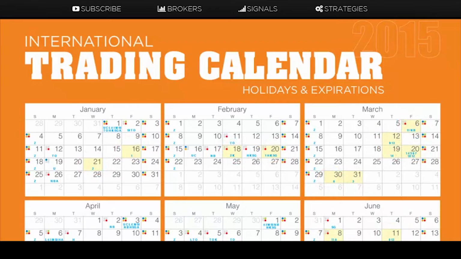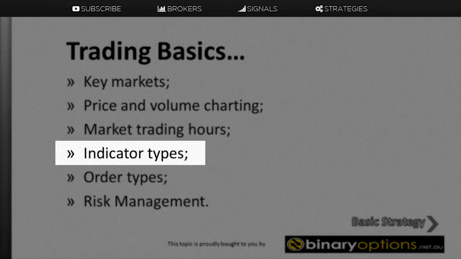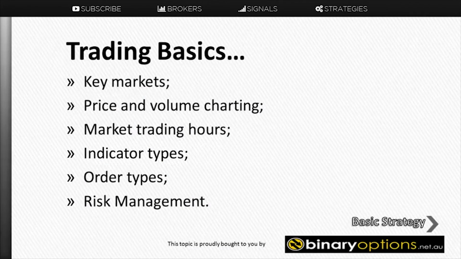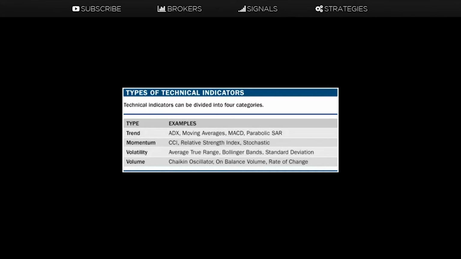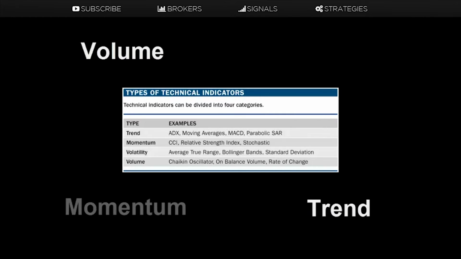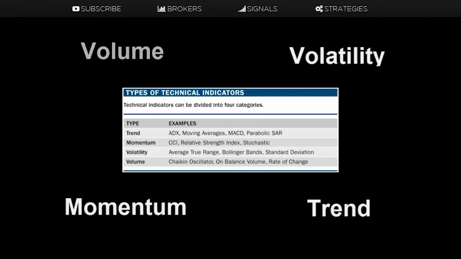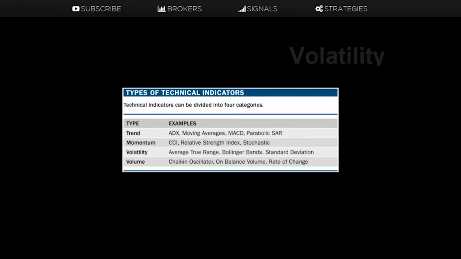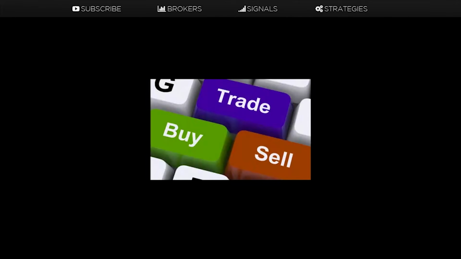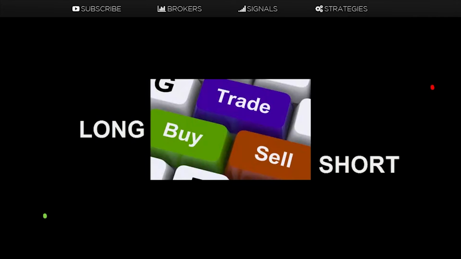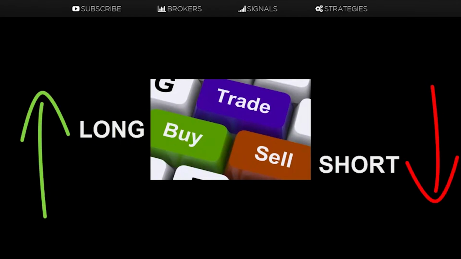A trader should also have a basic knowledge of technical indicators available, such as charting tools. Technical indicators can be used to identify changes in volume, trend, momentum, volatility, and when used as trigger points, are effective in generating profitable trading signals. A trader should also know the difference between a long and a short trade, and for binary options traders, a call and a put trade, as well as risk management techniques and strategies.